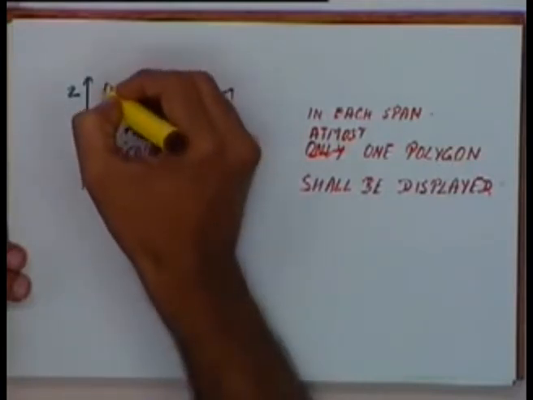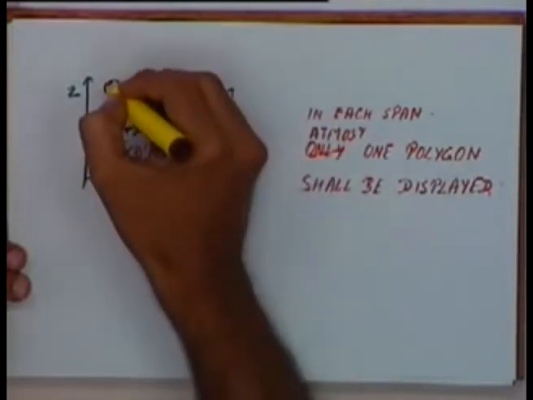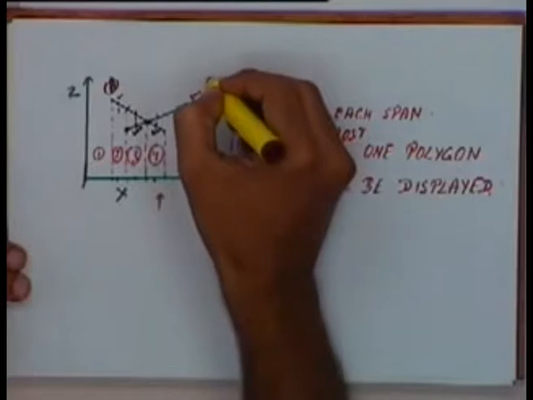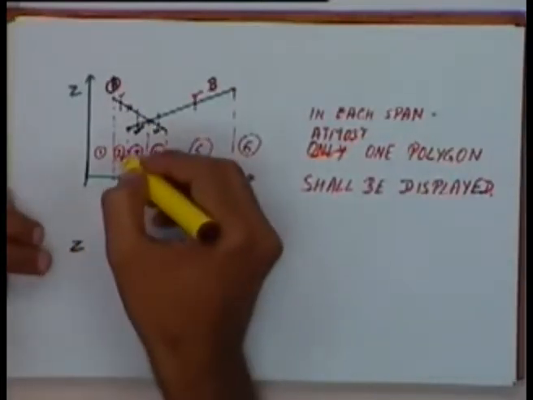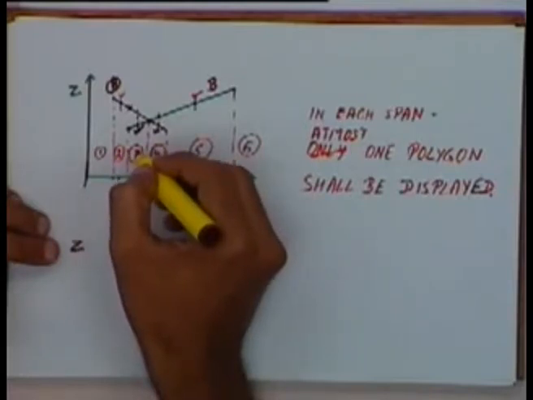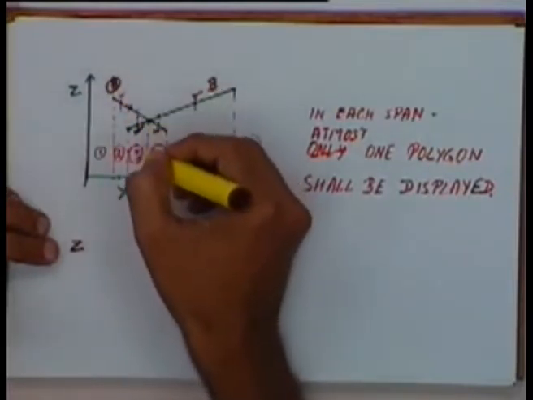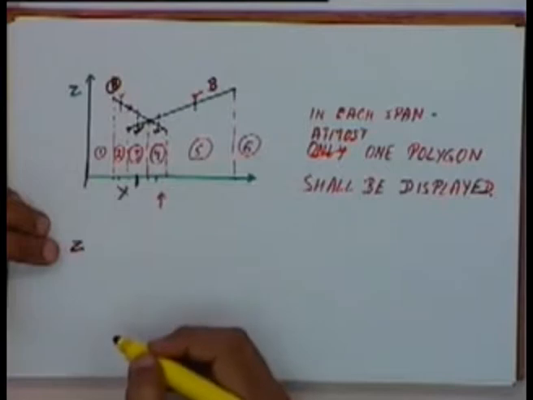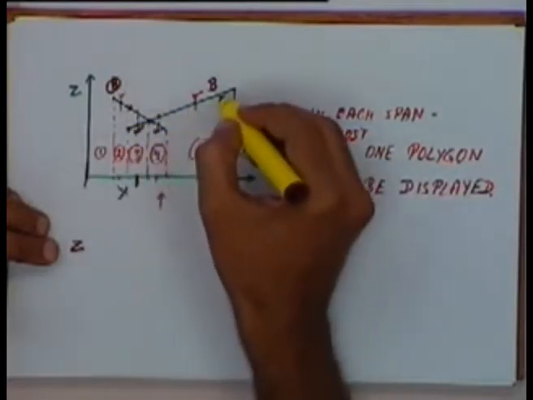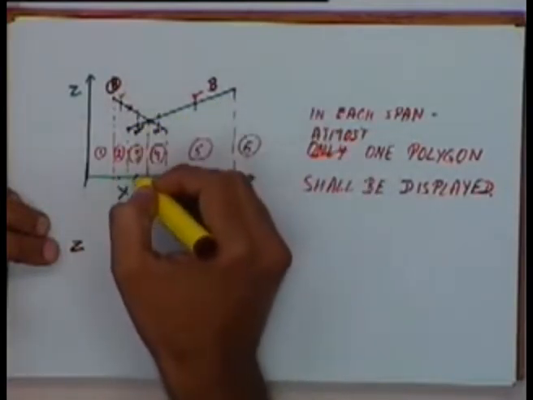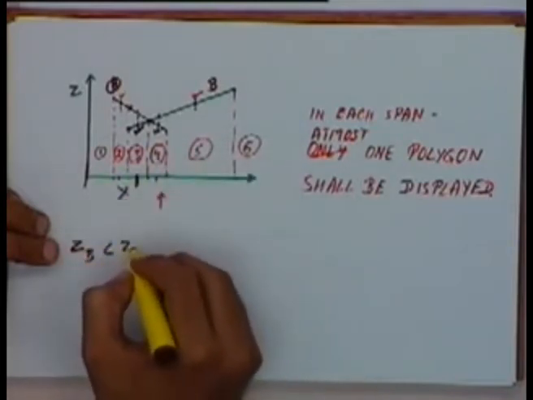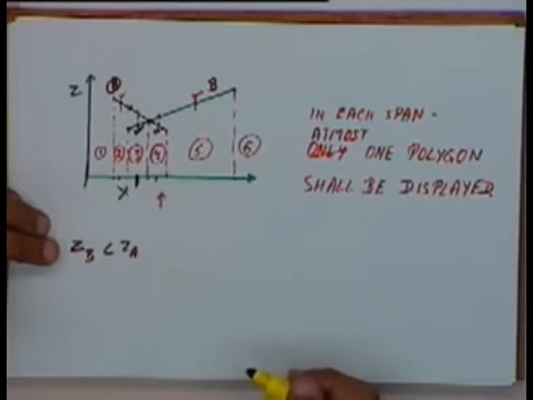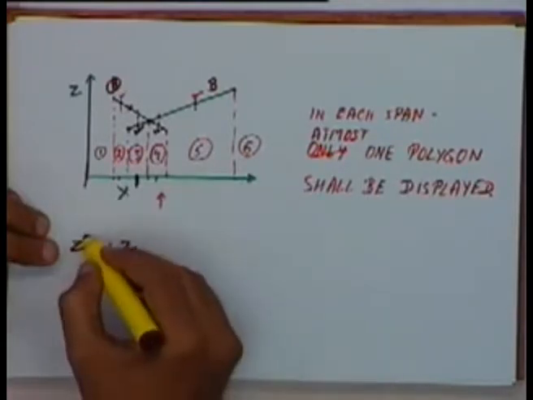So this is polygon 1, let us say polygon A, and this is polygon B. I will compute the z value in span 3 for polygon A at the midpoint, at this point. Similarly, for polygon B, I will compute the z value at this midpoint, and we will find that ZB is less than ZA. Therefore we will display polygon B.